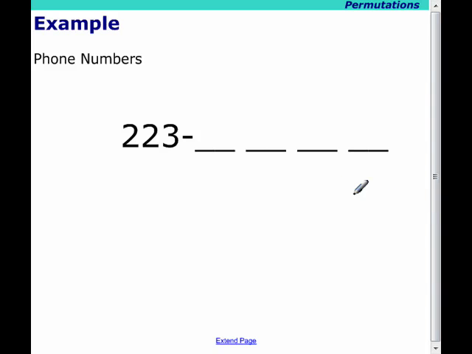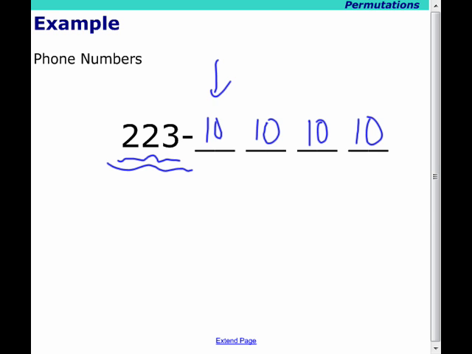Phone numbers. Let's see how many phone numbers I could get. I live in Tabor. 223 is our phone number prefix for most of the people that live in Tabor. We'll see how many phone numbers there'd have to be in Tabor and surrounding area before we'd have to go to another number. Well, in here, I could put in any number from 0 to 9, so there'd be 10 options. In this one, there'd be another 10, because I could repeat. And this one, another 10 and another 10, because I could repeat each of those.